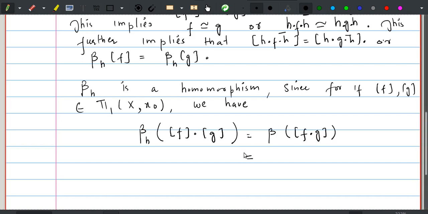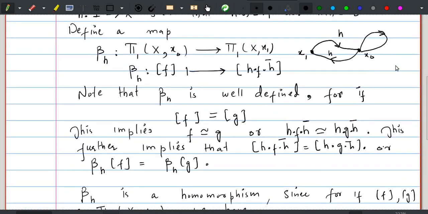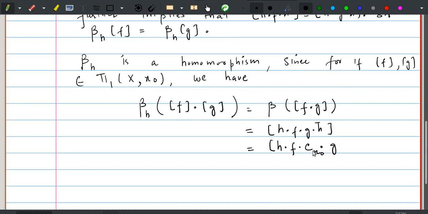Now this is same as the homotopy class of h dot f dot g dot h bar, which is same as h dot f, and let us take a map here, c x naught, and g. Now why we took c x naught here is because of this reason: h is a map from x1 to x naught, and f is a loop based at x naught. That is why we take x naught here. So this is g dot h bar.